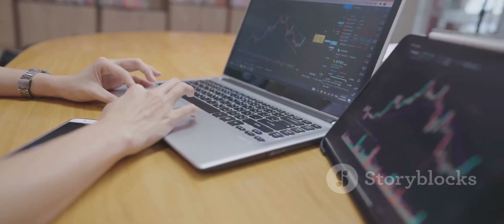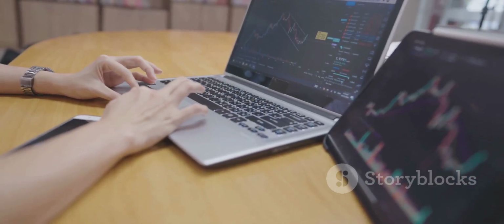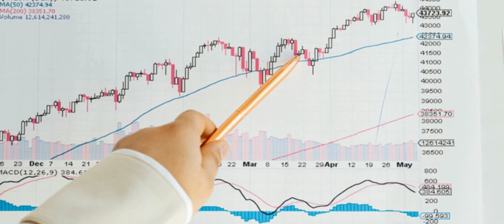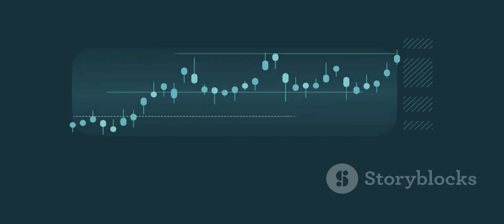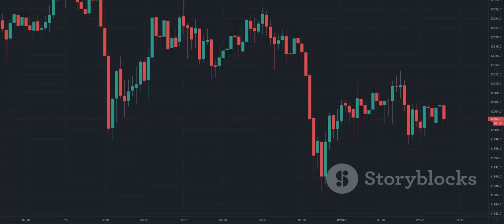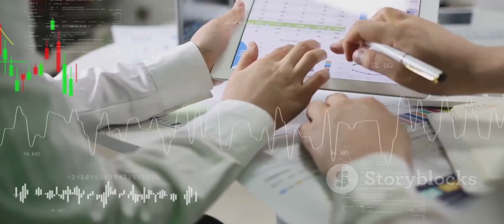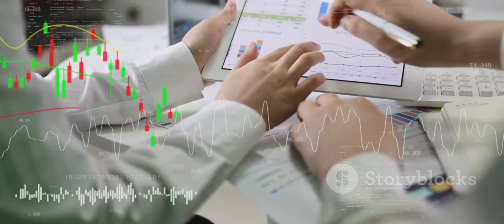Learning to read these patterns is like learning a new language. At first, the shapes and colors might seem confusing, but with practice, they start to make sense. Each pattern has a name and a meaning. Some patterns are simple, involving just one candlestick. Others are more complex and involve 2 or 3 candlesticks together.